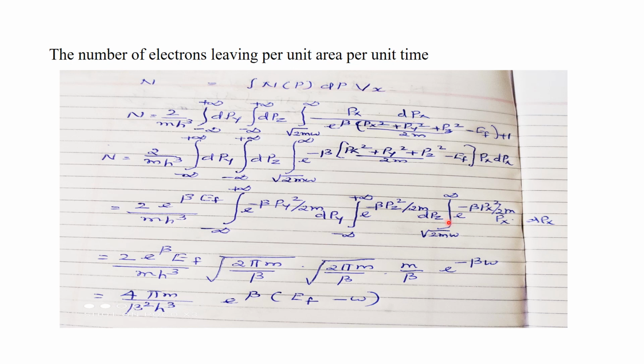integral from square root of 2mW to infinity e raised to minus beta px square by 2m px dpx. On substituting the integral values, we get 2 into e raised to beta Ef by h cube into square root of 2 pi m by beta into square root of 2 pi m by beta into m by beta e raised to minus beta W. That is, on multiplying these terms, we get 4 pi m by beta square h cube into e raised to beta into (Ef minus W).